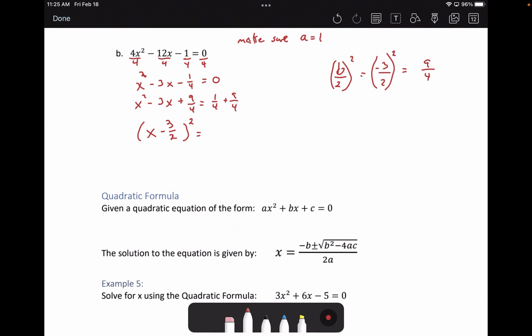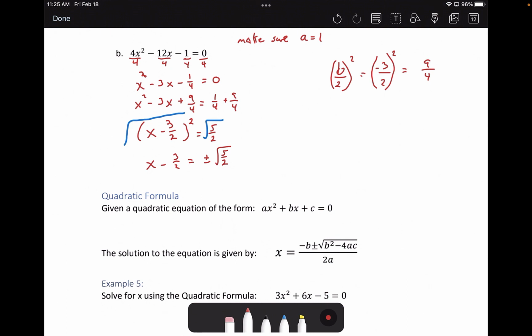Combine like terms on the right side. 1/4 plus 9/4 is 10/4, or 5/2. At this point, we have a quantity that is being squared. We can take the square root of both sides, giving us x minus 3/2 is equal to plus or minus the square root of 5/2.